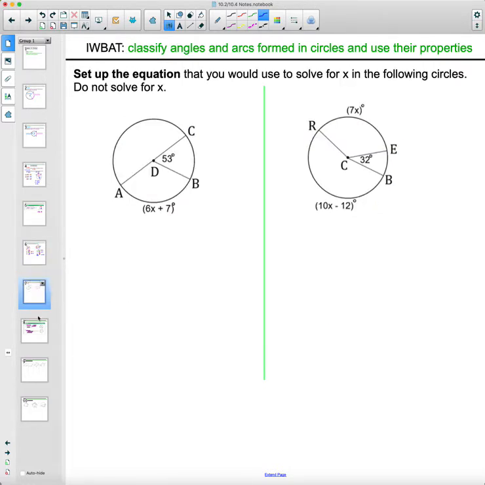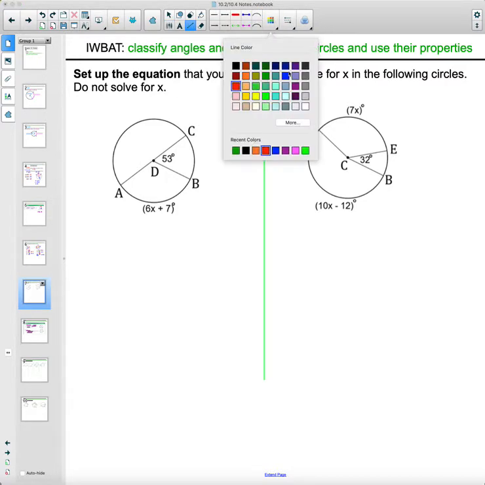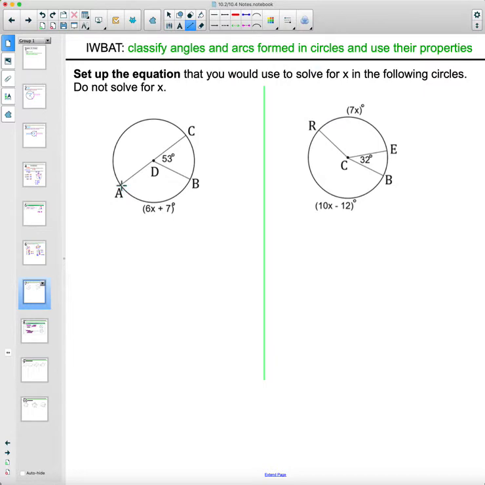All right, then let's use it with some algebra. Okay, so set up an equation and solve it. So take a look at this picture. One thing that I'm noticing right away in this picture is the diameter. Remember that a diameter will create a 180-degree angle within the circle and a 180-degree arc.